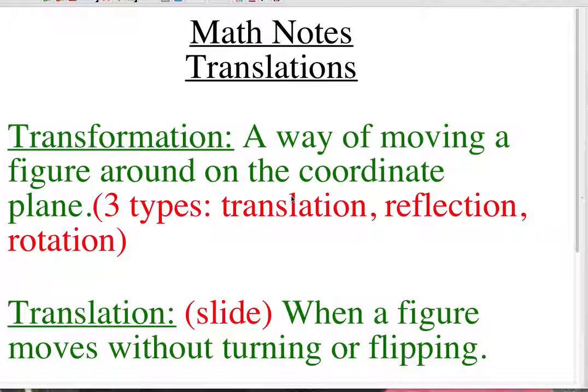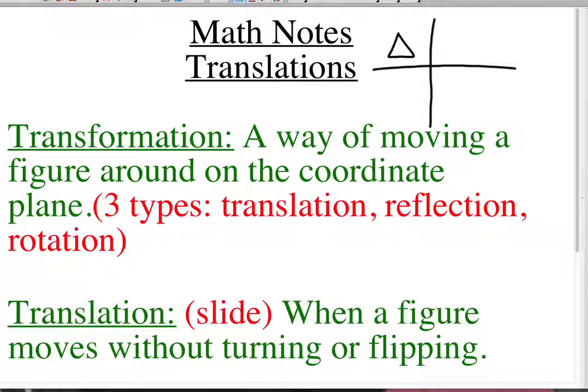Now, what's a transformation? A transformation is a way of moving a figure or a shape around on the coordinate plane. Now, oh boy, does this ring any bells? You know what we're talking about? We are talking about when you have a coordinate plane like this, and you've got a shape like this, and there are different ways that you can move that shape around the coordinate plane. There are actually 3 different ways you could move it.